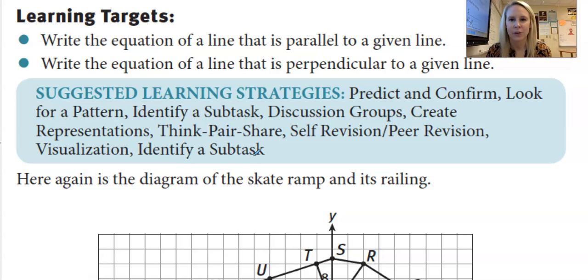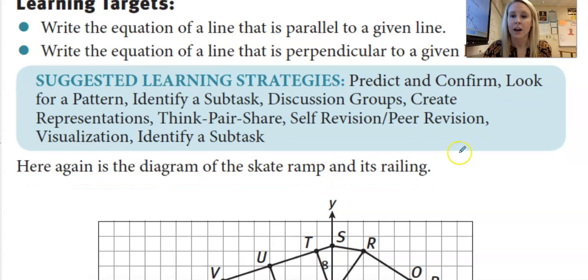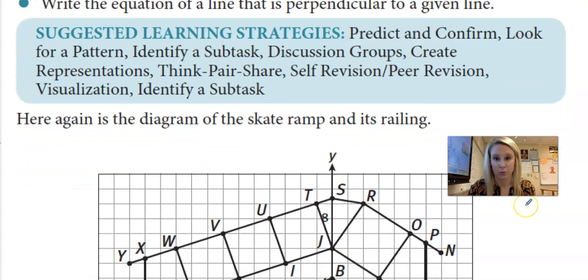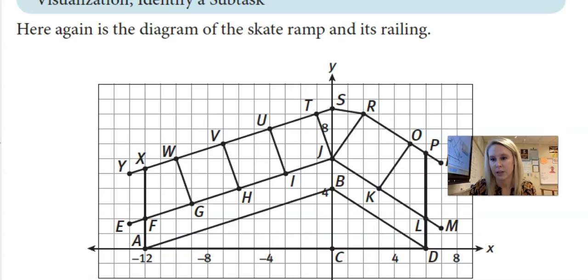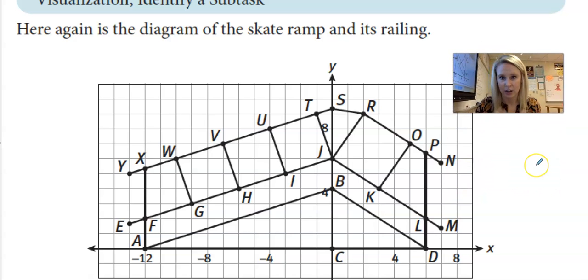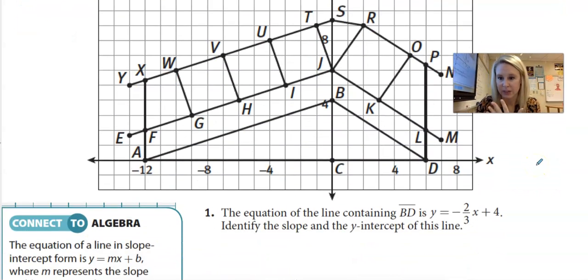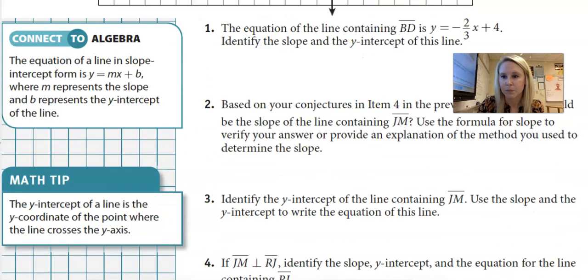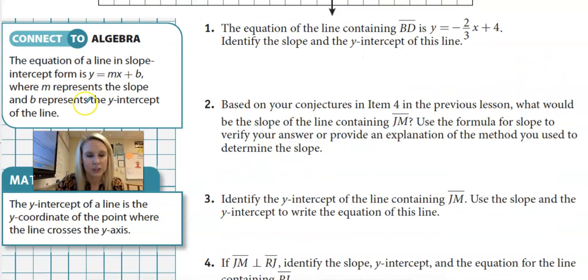So we're going to build on our knowledge of parallel and perpendicular lines from yesterday. We are going to write equations of lines that are parallel and write equations of lines that are perpendicular. Again, you've done this in algebra, but we're going to refresh it. So again, we've got our skate park railing and our skate ramp below, same one. Okay, all right. So let's do our connection to algebra.